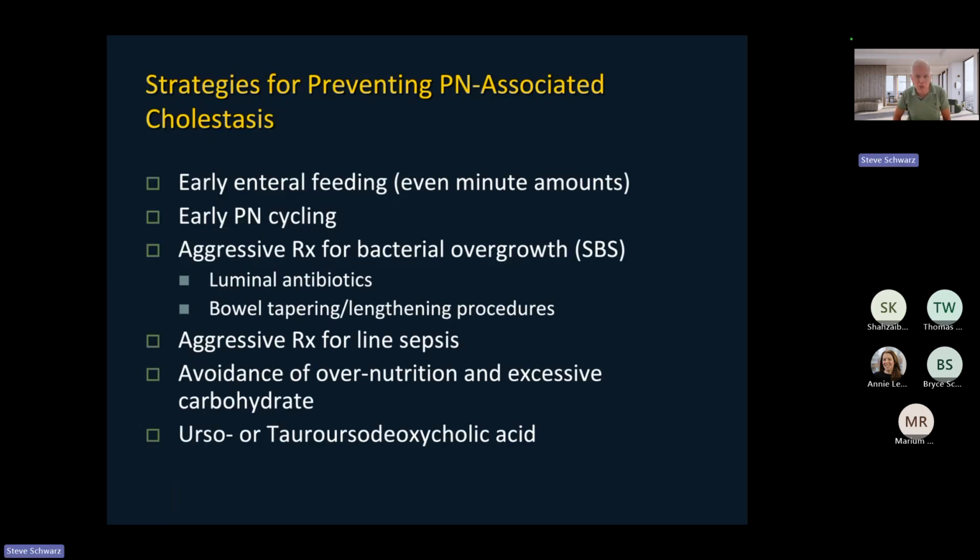So what are our strategies for preventing this problem? Well, again, as I showed you previously, early enteral feeding, even in minute amounts, is important. Early parenteral nutritional cycling. And remember, we talked about cycling, and I showed you a slide giving you a formula for cycling. Aggressive treatment for bacterial overgrowth, which includes luminal antibiotics and, if necessary, bowel tapering or lengthening procedures, which would certainly be a last resort in this clinical scenario. Aggressive treatment of line sepsis, and perhaps Dr. Rabinowitz can say something about ethanol locks. Once you have a situation of line septicemia, that has always been a trigger for instituting an ethanol lock.